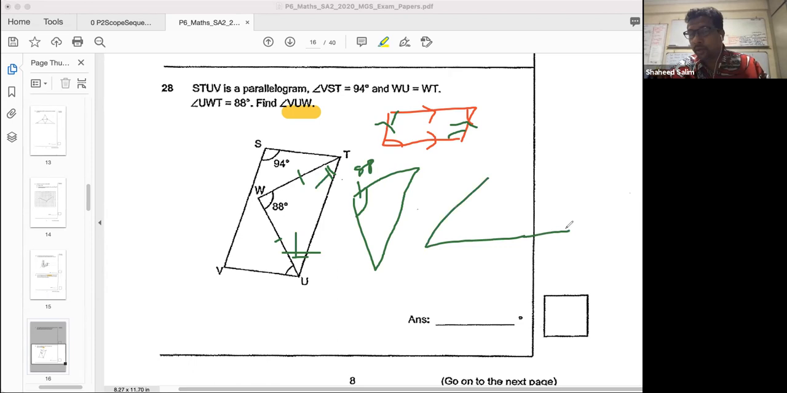Okay, that means I'll show you. Down here is 88. These two angles at the bottom are the same. 180 minus 88, you get 92. 92 divided by 2, you get 46.